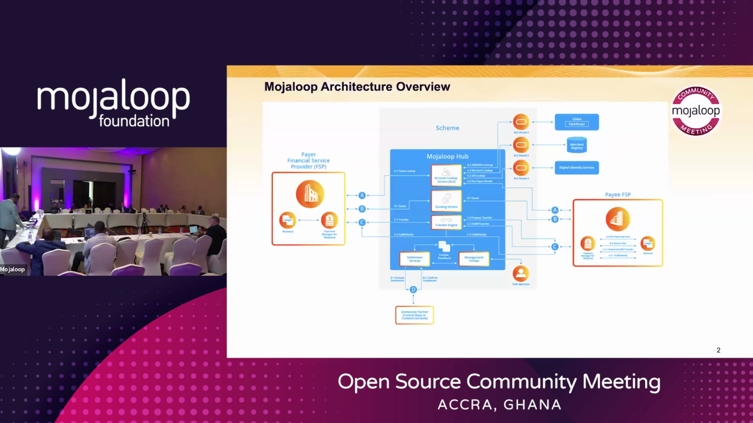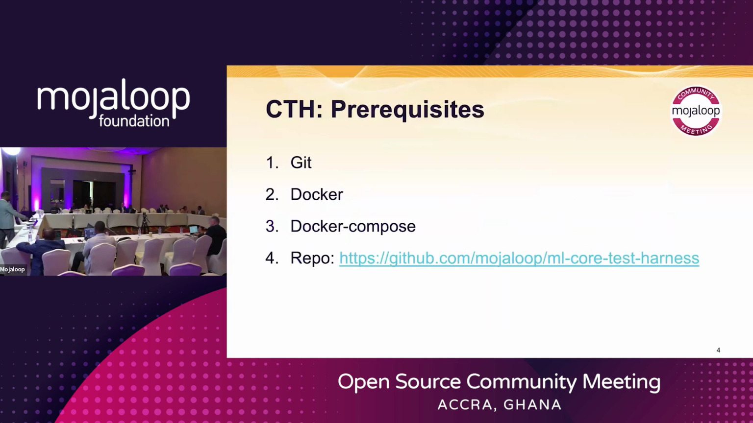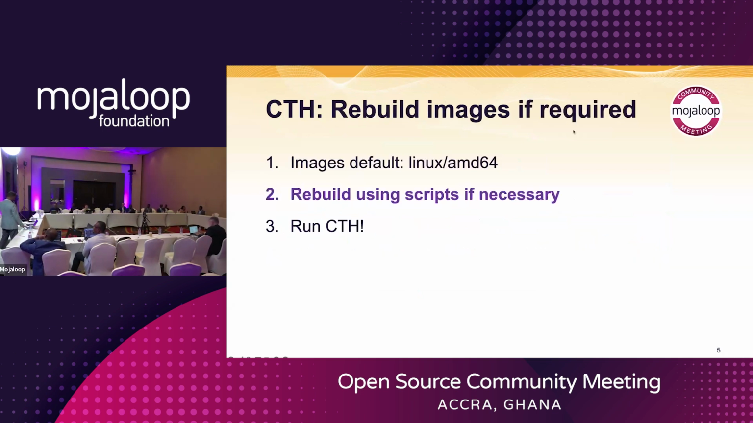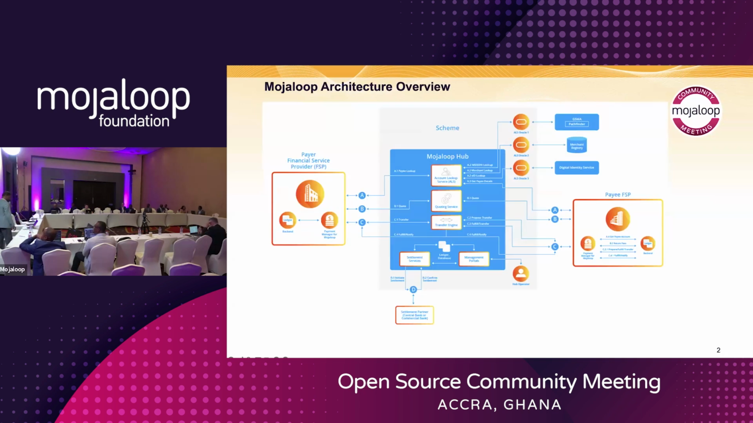So first, for those of you who want to run, I'll give an overview, but these are the prerequisites. So you need Git, you need Docker, Docker Compose, and then you can go to your search and type Mojaloop core test harness. You don't need this whole link. And then the first link that comes up is that repository. Docker, once you have Docker, we can do this. But before doing it on my own box, I want to just give a brief overview of what it is.